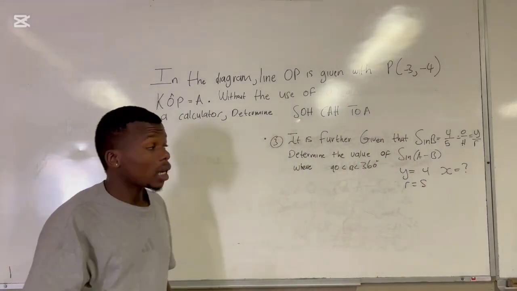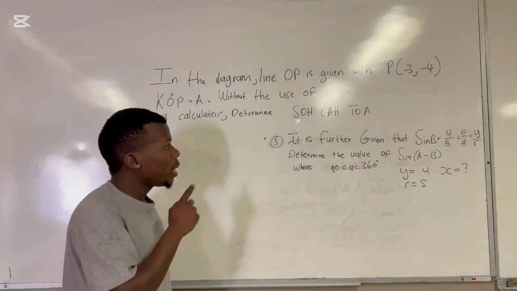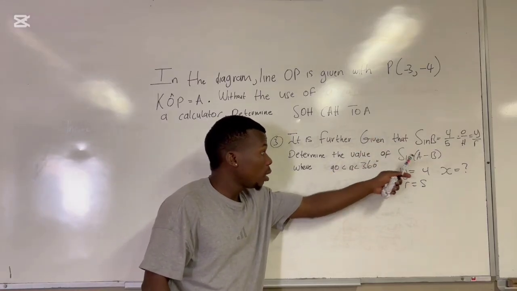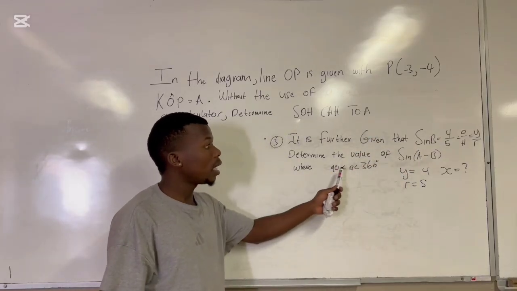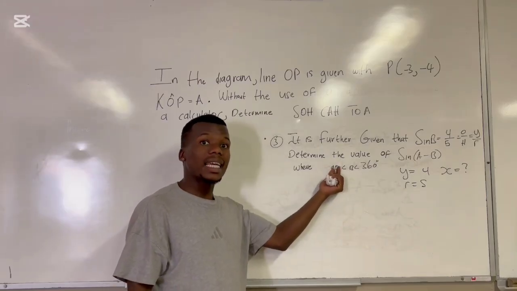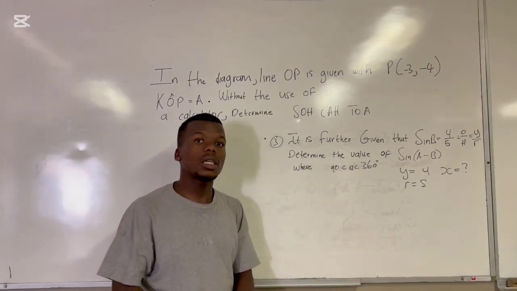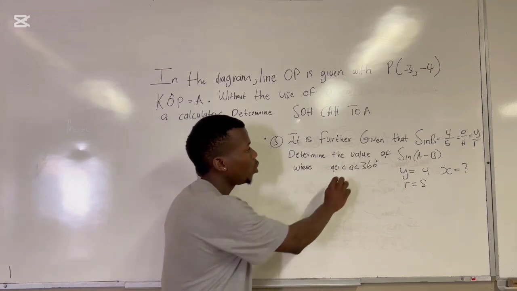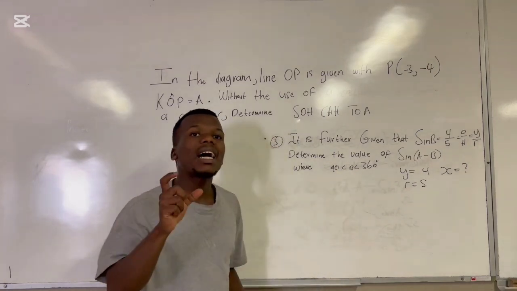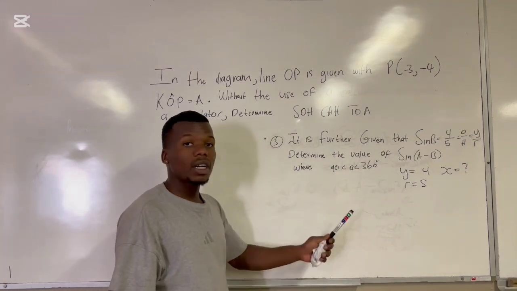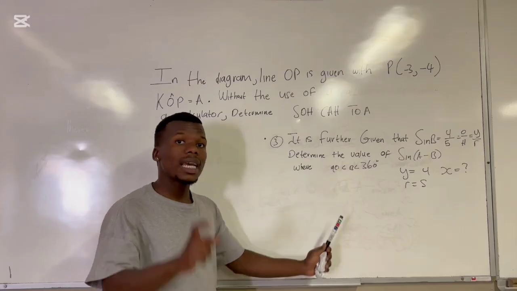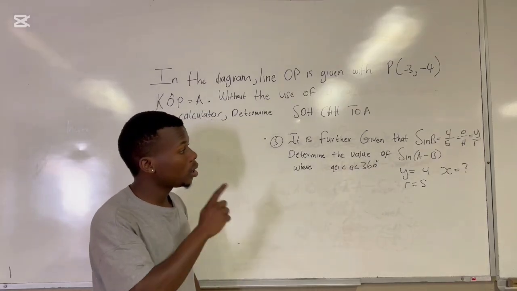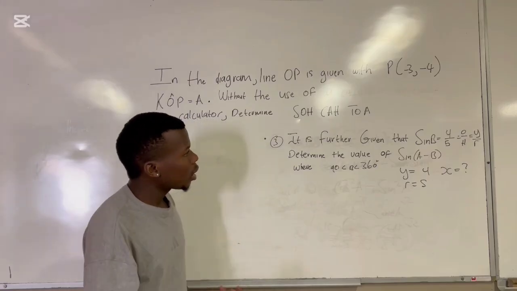Now, let's carry on with the question. Determine the value of sine of A minus B, where beta lies in the interval of 90 degrees and 360 degrees. Let's be careful of something. Here, we don't have an equal sign. In other words, in this interval, beta cannot be equal to 90 degrees, or beta cannot be equal to 360 degrees.